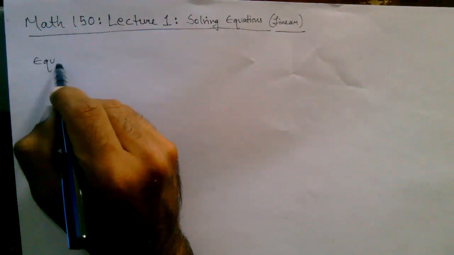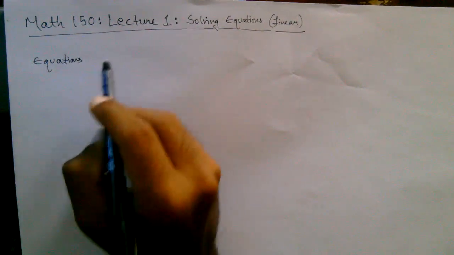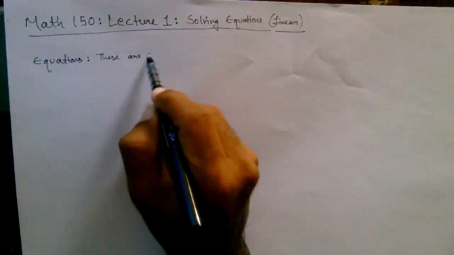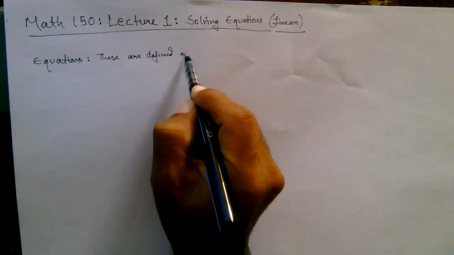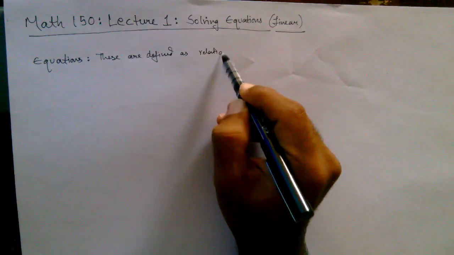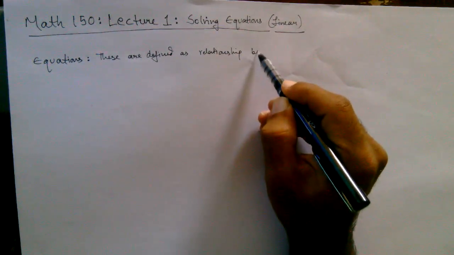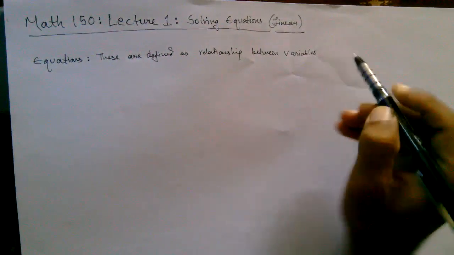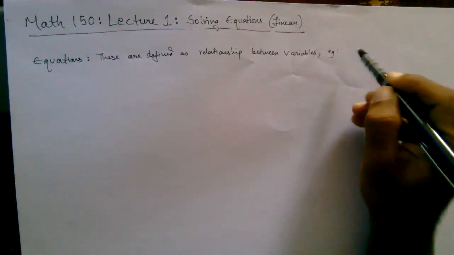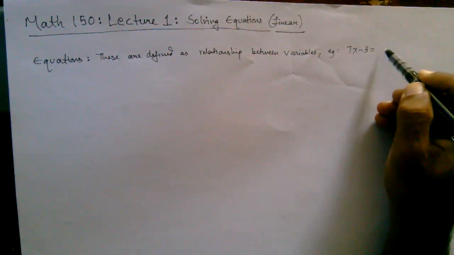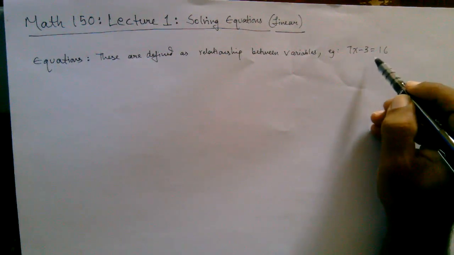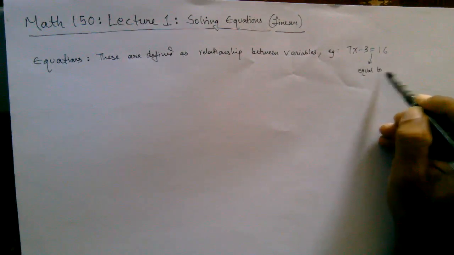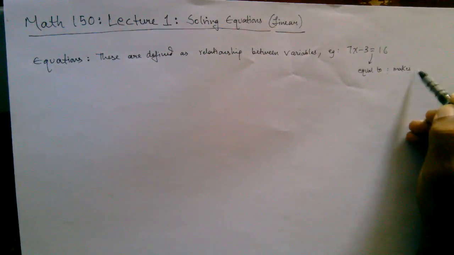First of all, we're going to talk about equations. These can be defined as a relationship between variables. For example, 7x minus 3 equals 16. The important aspect here is the presence of this equal to sign, which makes it an equation.